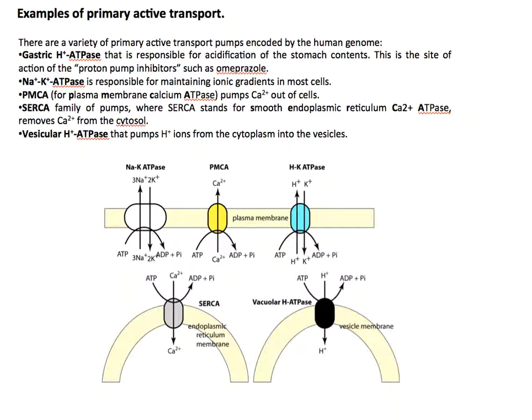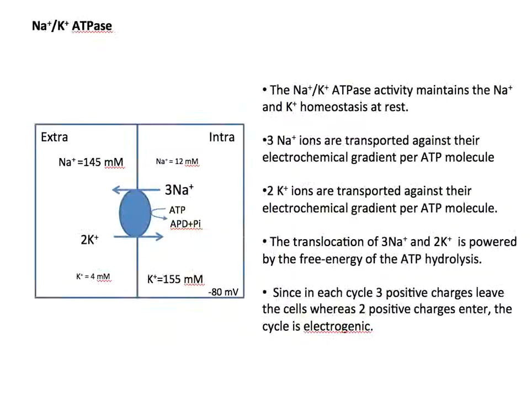heartburn, right? And then sodium potassium ATPase, PMCA, SERCA, vesicular hydrogen ATPase. Again, these are all primary active transports. That's probably the important thing to remember, that these are primary active transports. And again, as you notice, they all have the letter A in it. ATPase, A, and A. So do remember that.